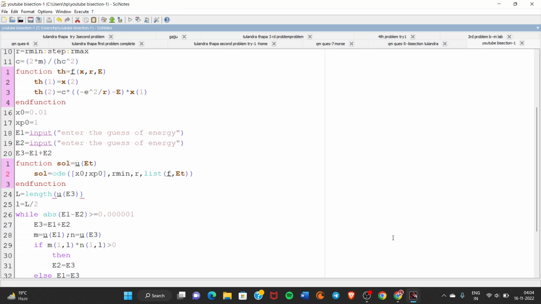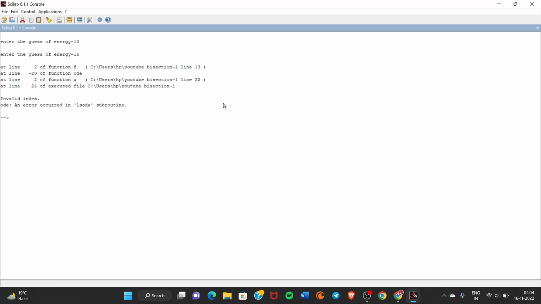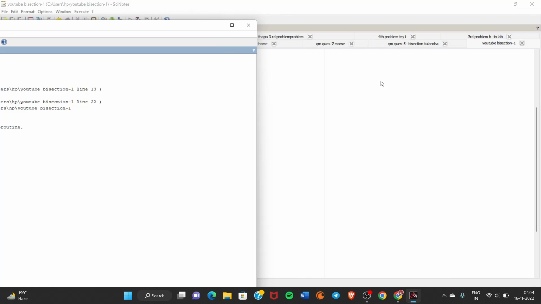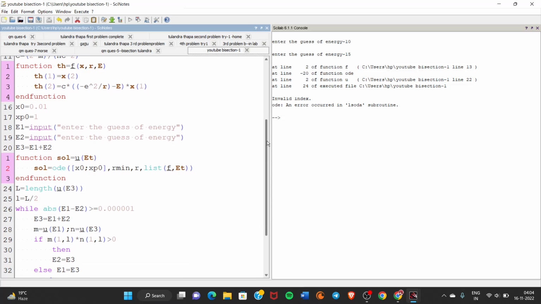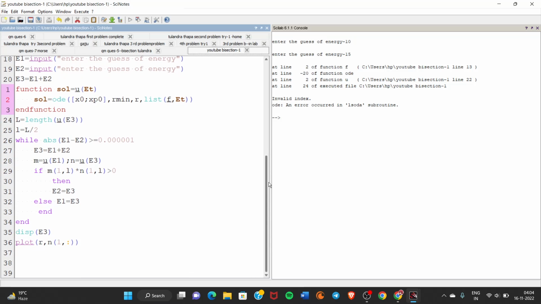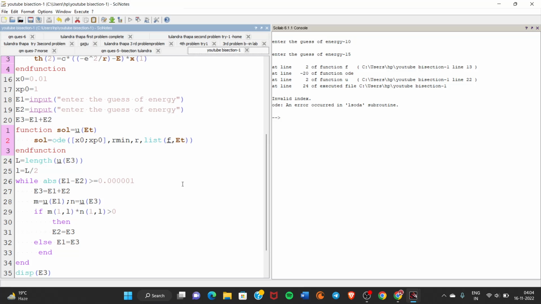So what is the problem coming? Let's see. Let's put the guess of energy -10 and enter -15. At line 2 of the function. What is this? At line 2 of this function, we have to shrink it down again. At line 2 of this function, ODE and error in the lsoda subroutine. I don't know why it is coming out like this, but it is normally the correct code. You can use this code, I suppose, and it will give the correct value.